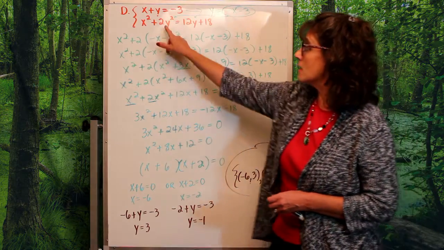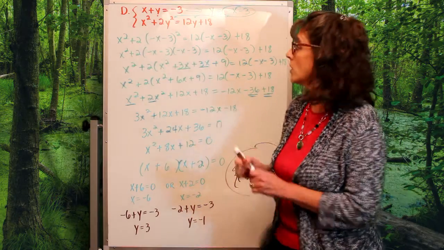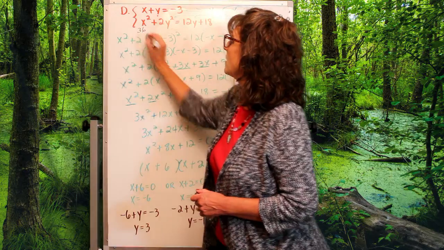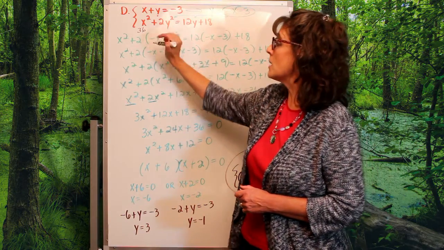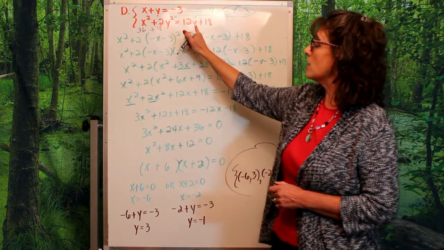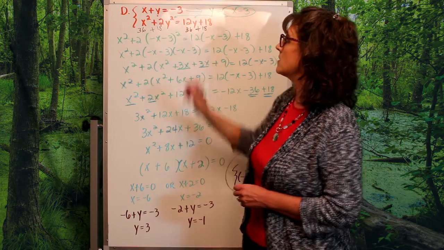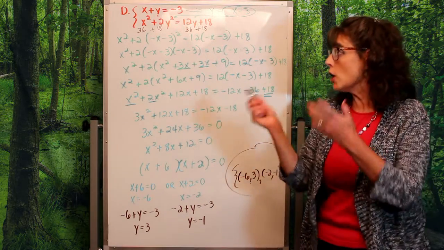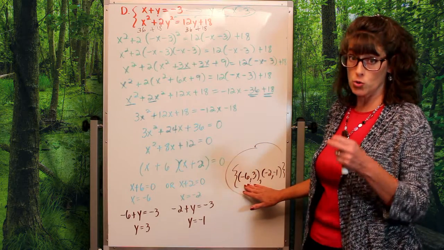Now I need to test it in the bottom equation. Take that negative 6, put it in here. Negative 6 squared is 36. And take that 3 and put it here. 3 squared is 9. 2 times 9 is 18, so I have 36 plus 18. And when I put the 3 right here, 12 times 3 is going to be 36. Notice both sides have 36 plus 18. So I know that it is going to be correct. So this is definitely a solution to the system.